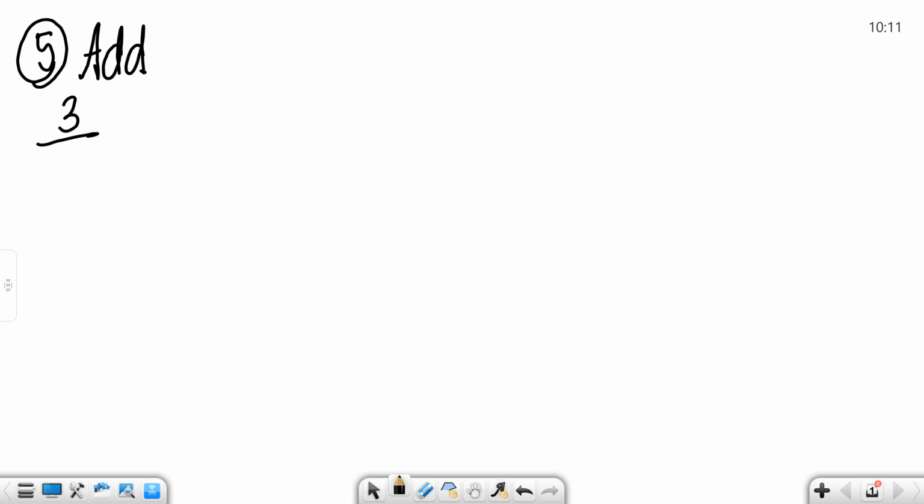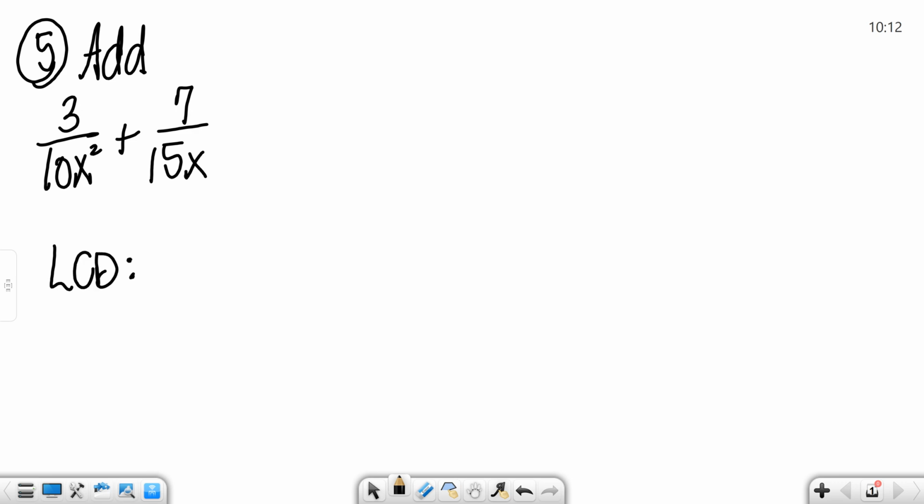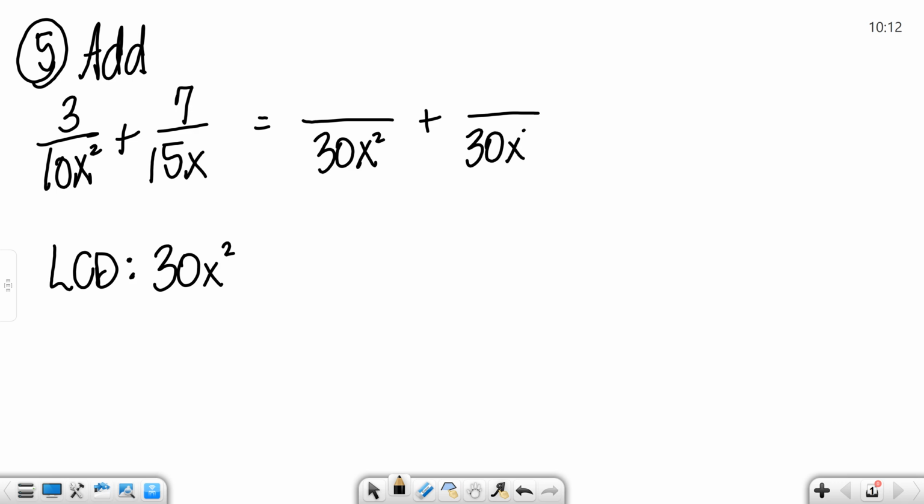Alright, so let's add 3 over 10x squared plus 7 over 15x. Now, if you will notice, these two denominators are the same expressions that I did in number 1 above. So first thing we have to find is the least common denominator, which we actually already have done. So our least common denominator here is 30x squared. So that means both denominators are going to change to 30x squared.